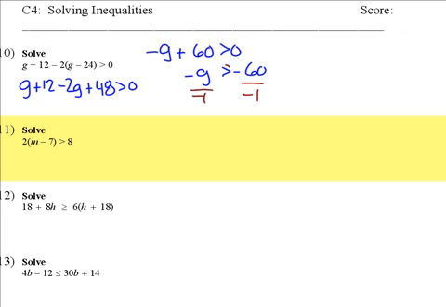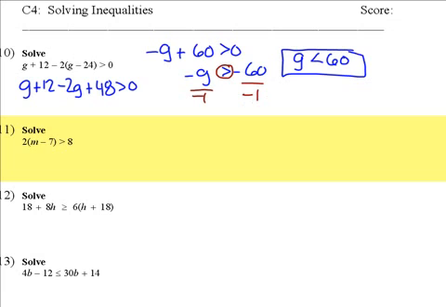When you divide both sides by a negative, or multiply both sides by a negative, we have to reverse that sign. So negative divided by negative is positive g. Reverse the sign. Negative divided by negative is positive 60. And g turns out to be less than 60.